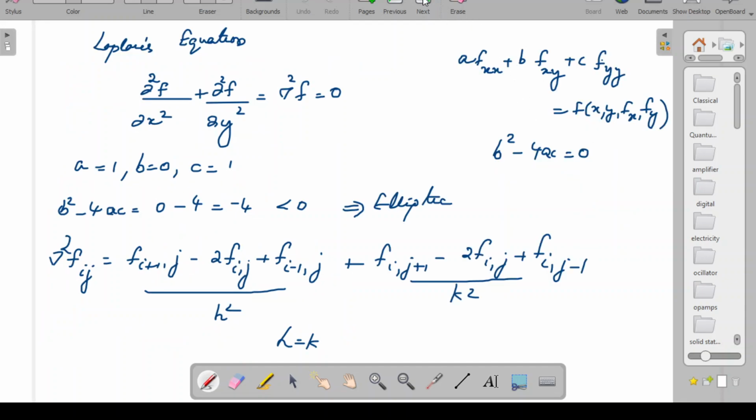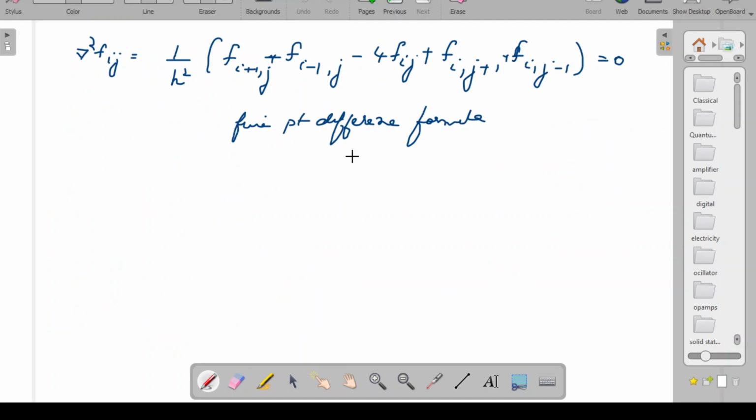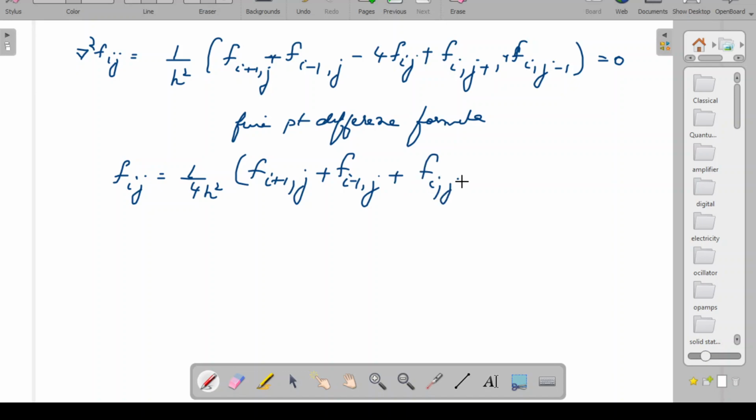This formula is called the 5-point formula for the Laplace equation, and you know that the right hand side is equal to 0. So I can easily find f ij. Taking f ij to one side and rearranging, it is equal to 1 by 4 times f(i+1, j) plus f(i-1, j) plus f(i, j+1) plus f(i, j-1). It's interesting to see that you can easily find f ij using the 4 adjoining points.